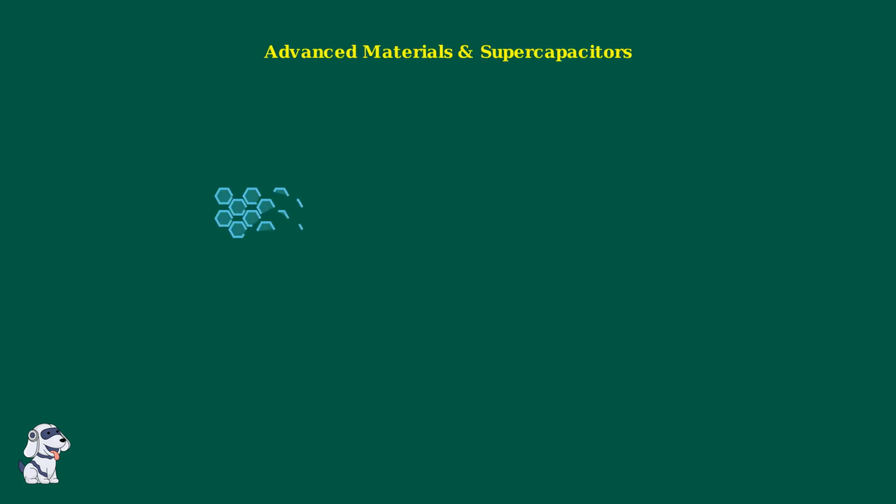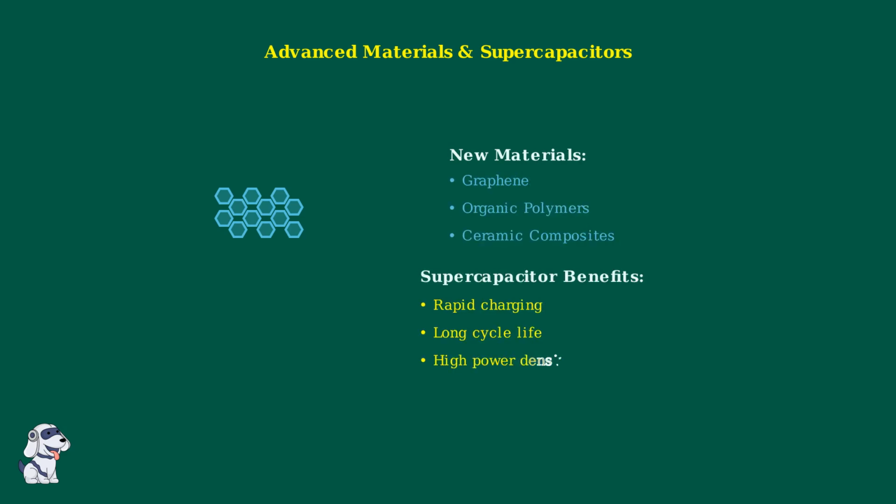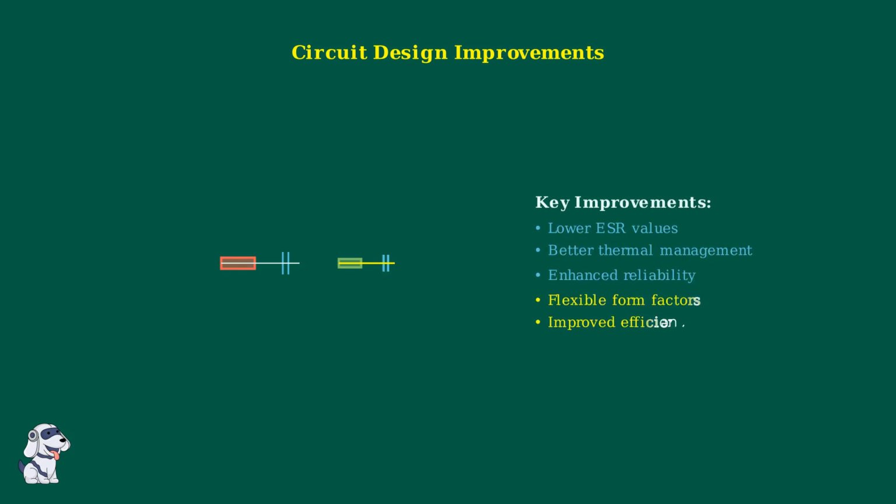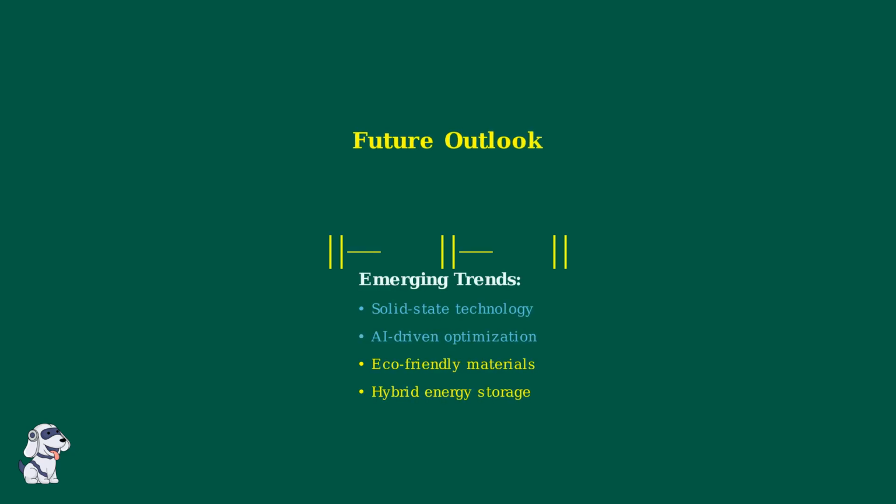Advanced materials like graphene and organic polymers are revolutionizing capacitor performance. Supercapacitors are emerging as efficient energy storage solutions, offering rapid charging and long cycle life for various applications. Modern circuit designs are incorporating improved capacitor technologies to enhance performance and efficiency. Low equivalent series resistance capacitors minimize energy loss and heat generation, making them ideal for high-frequency applications. These developments position capacitors at the forefront of technological advancement.